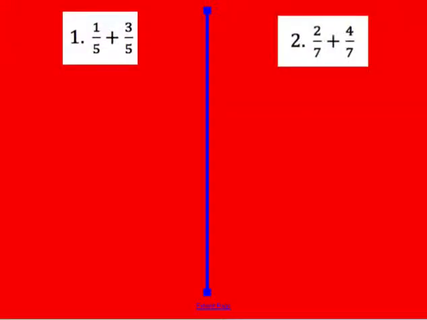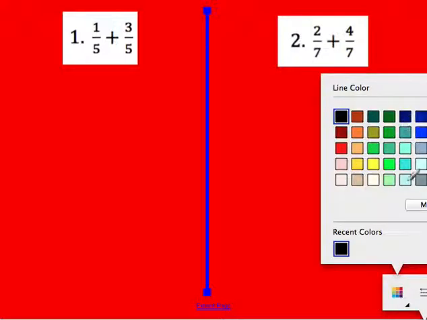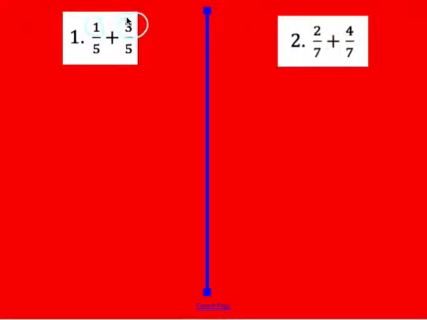Let's take a look at number 1. Number 1 seems pretty straightforward because we have the same number on the bottom. When you have the same number on the bottom, that means you can add the fractions. When you add the fractions, you add the numerators, or the top. So I'm going to take 1 plus 3, and that gives me 4. On the bottom, the denominator stays the same at 5. So that's the fraction 4/5.